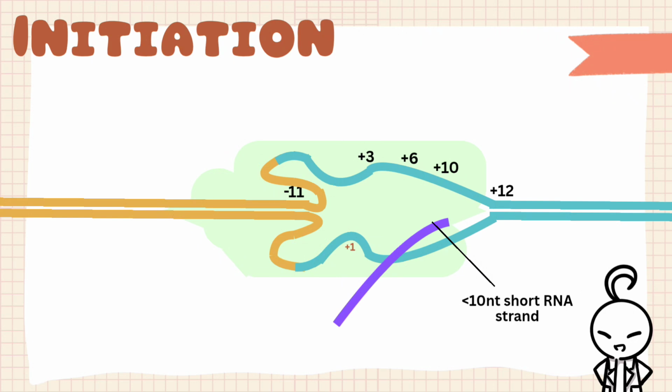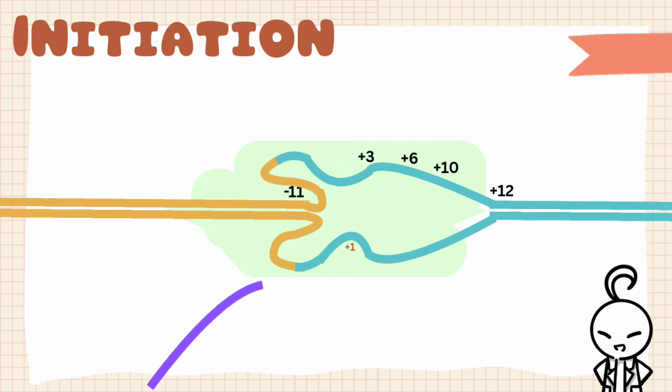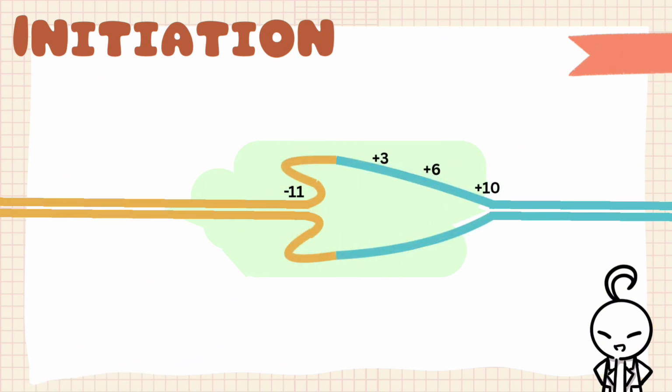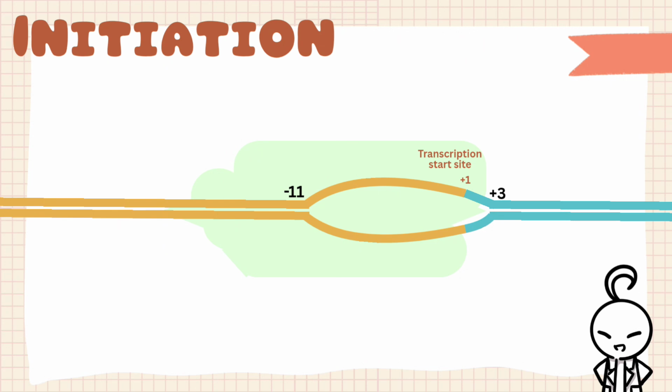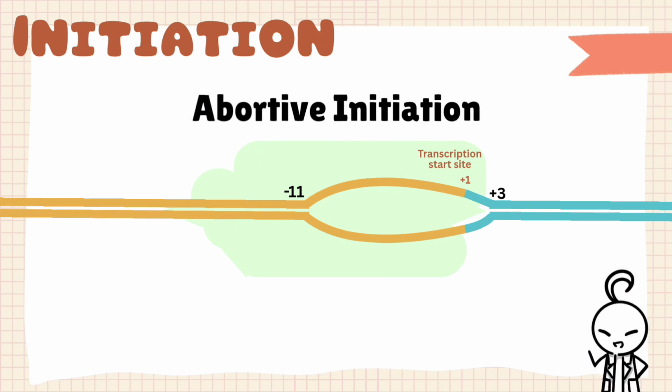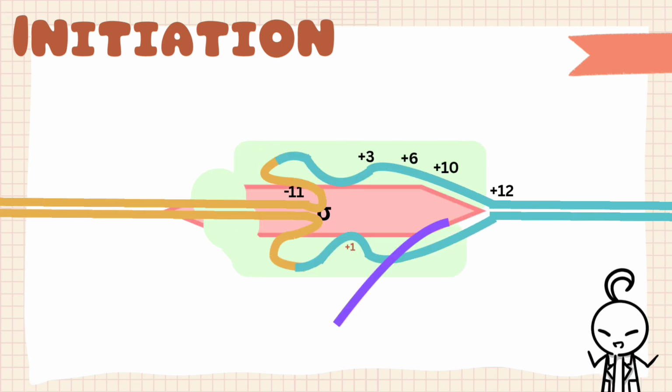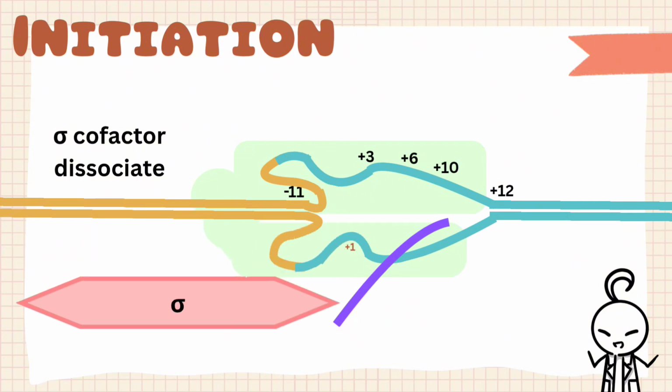Because the DNA-RNA polymerase complex is not stable enough, further transcription does not continue. The short RNA fragment is released and the downstream DNA strand is ejected from the RNA polymerase. This process is known as abortive initiation. The abortive initiation will be repeated several times until the DNA-RNA polymerase complex is stable and has enough energy to continue the transcription. The sigma cofactor will dissociate from the RNA polymerase.